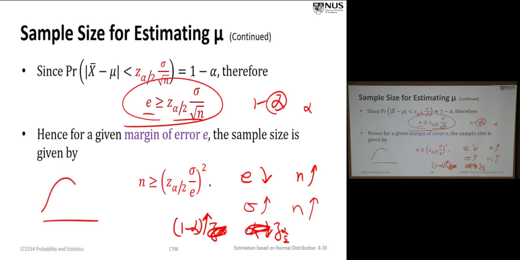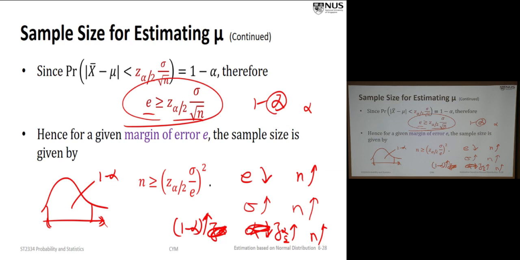Remember, I want 1 minus alpha to be big, right? You expand this one, so this point will be getting towards the right. So it's getting bigger, so this one is big. Then, of course, your sample size will be big. So in other words, if you need more confidence, again, you need a bigger sample size.